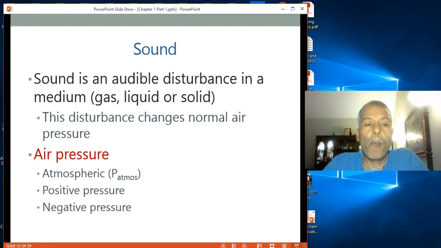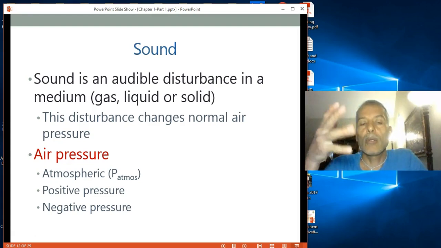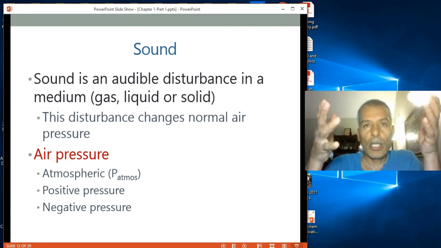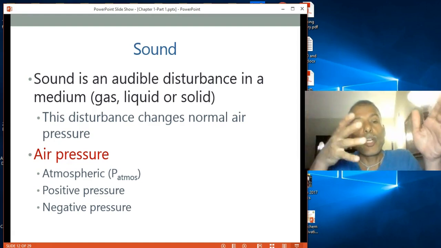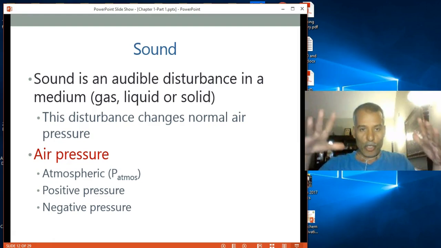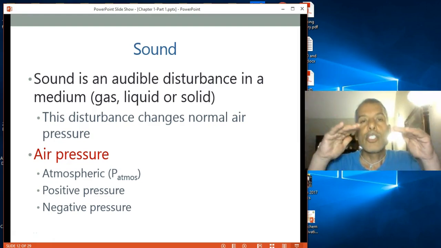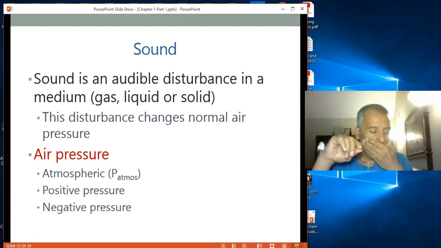Air pressure. We are going to look at air pressure in three different ways. There's atmospheric pressure, the symbol for which is P atmos, from the French pression atmosphérique. Atmospheric pressure is the normal pressure at sea level, at zero temperature, at freezing temperature.